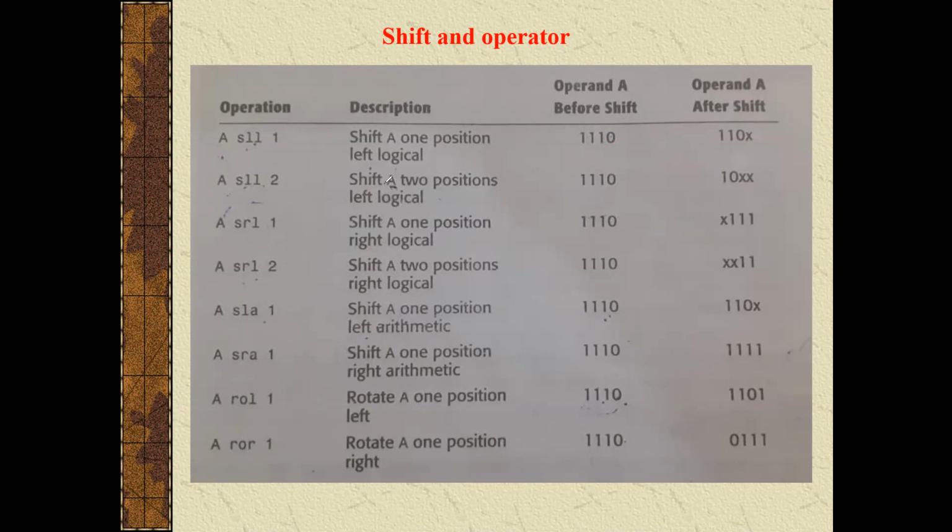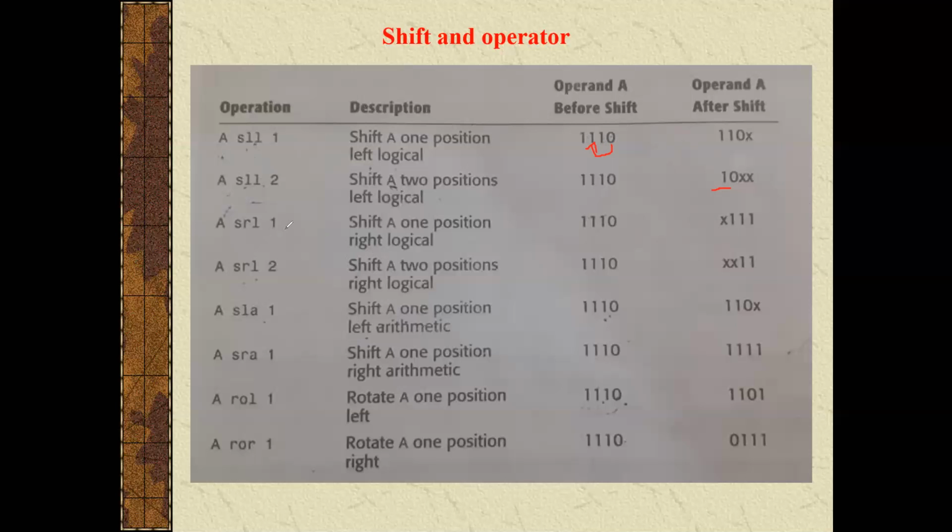Similarly, shift A 2 positions left logic. I want to shift 2 positions. Then directly 2 positions shift, and it will come here. Then what output will we get? 10, here 0 and 1. This is the type of shift operation, so this code will be used for performing shift operations.